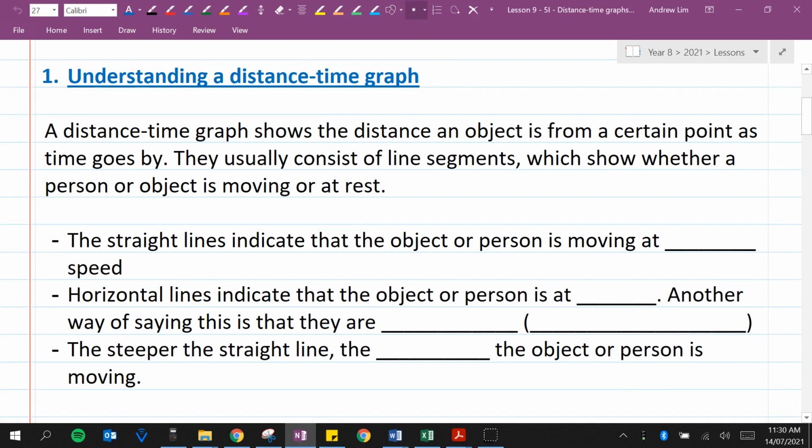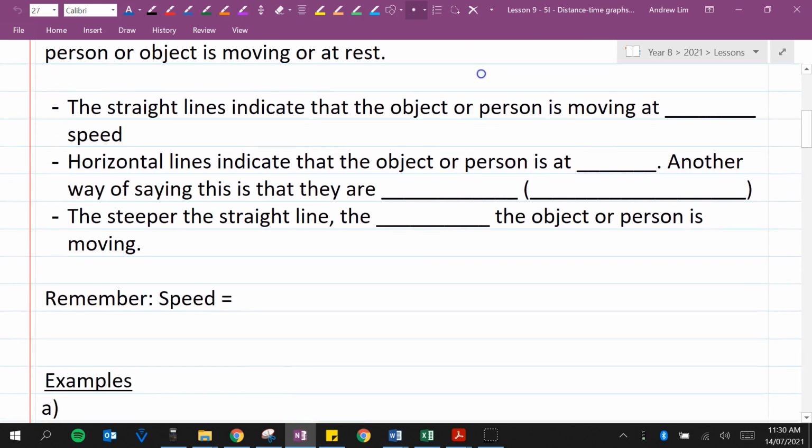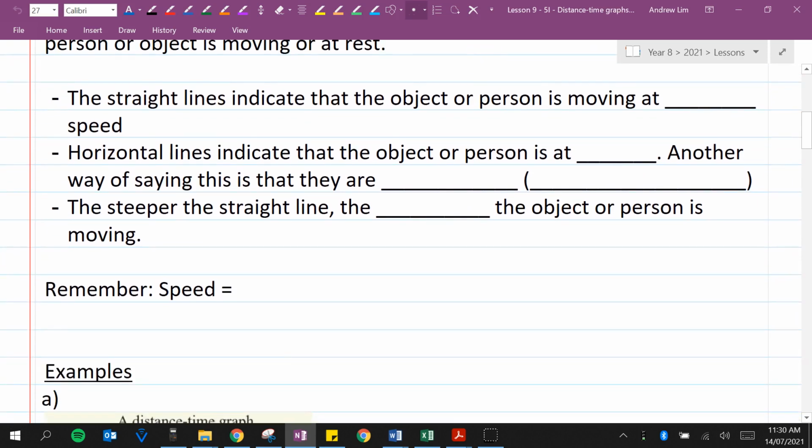Now a distance time graph shows the distance of an object, how far it is from a certain point as time goes by. They usually consist of line segments which show whether a person or object is moving or at rest. The straight lines indicate that the object or person is moving at constant speed. Horizontal lines indicate that the object or person is at rest. Another way of saying this is that the object or person is stationary, which means they are not moving.